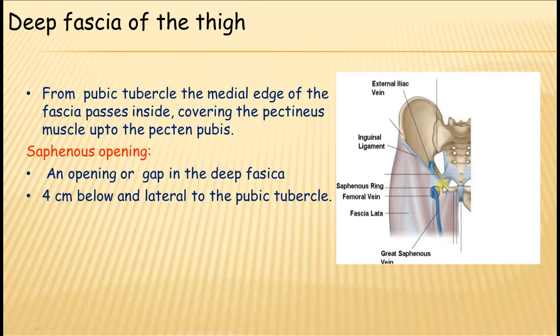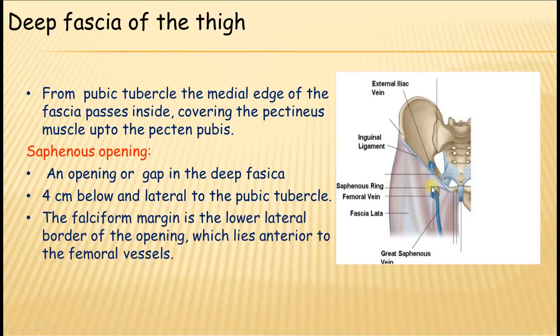So, the saphenous opening is present 4 cm inferior and lateral to the pubic tubercle. If you look at the margins of the saphenous opening, the upper margin is also called the falciform margin. The lateral and the inferior margin is very sharp and it is actually called the falciform margin. It presents anterior to the femoral vessels. Okay, so it is present in front of the femoral vessels, whereas if you look at the medial margin, it is present at a bit deeper plane and it is passing behind the femoral vessels. So if you look, almost it is like a double breasted jacket.